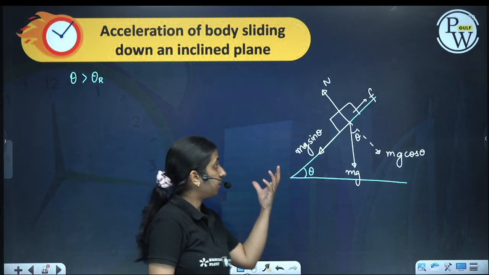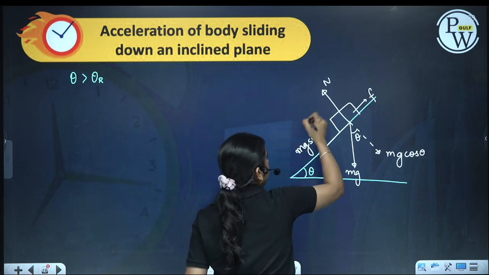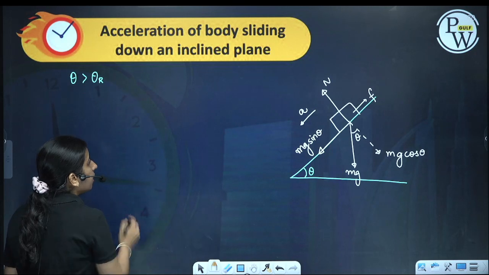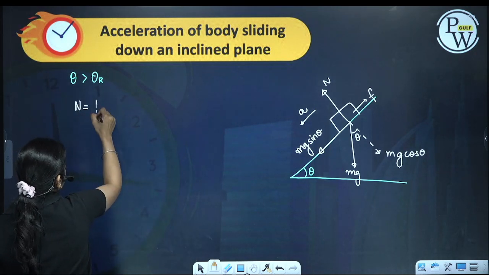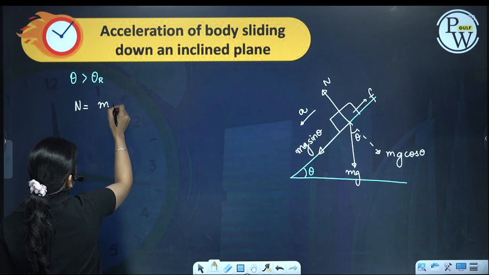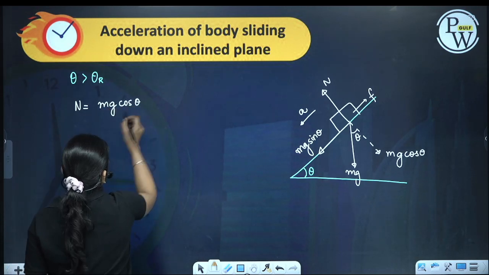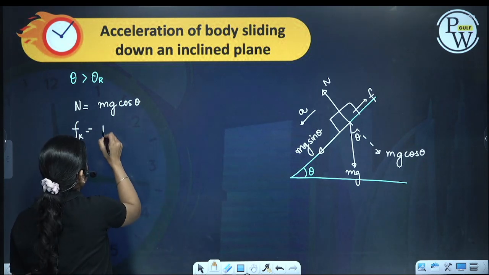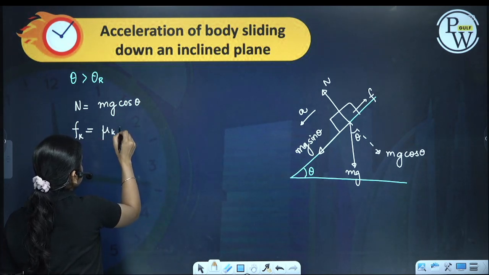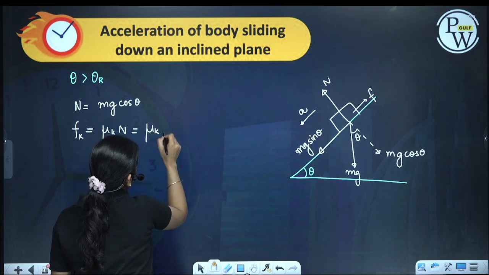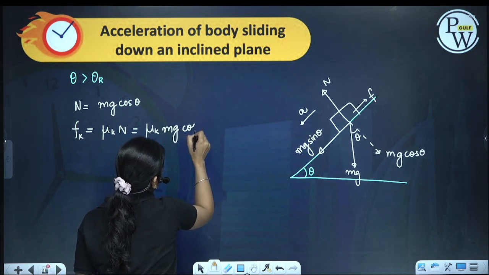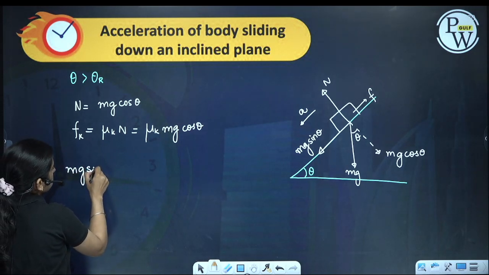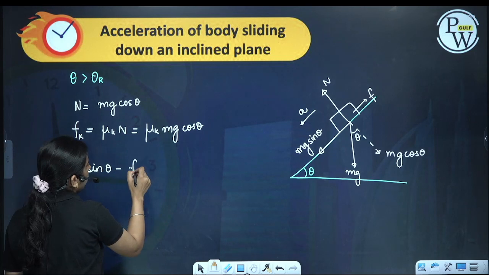Now the body is slipping down with acceleration a, and we know that the normal reaction will be equal to mg cos theta. So what will be the value of friction? Kinetic friction will be acting on it, with a value of mu k times N, so it will be mu k times mg cos theta. Now apply Newton's laws of motion. Net force is equal to ma.